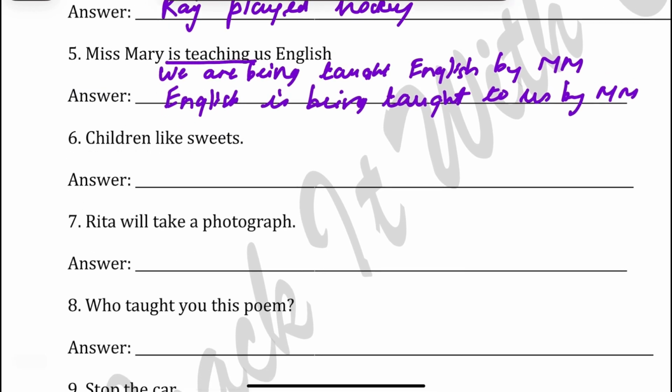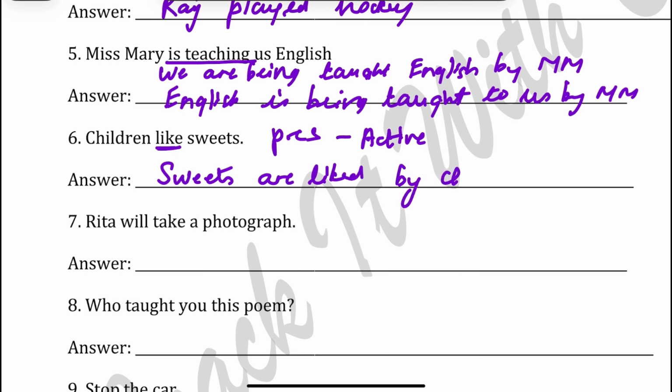Children like sweets. Come on, which tense? Is it perfect? Is it continuous? Or is it simple? Okay, there is no H word, so it is not perfect. There is no ing to the verb, so it is not continuous. It is only like. It is not even liked or will like. So this is simple present. Children like sweets. Simple present is in the active voice. Make it passive. Sweets, do not change the tense. Sweets are liked by children.